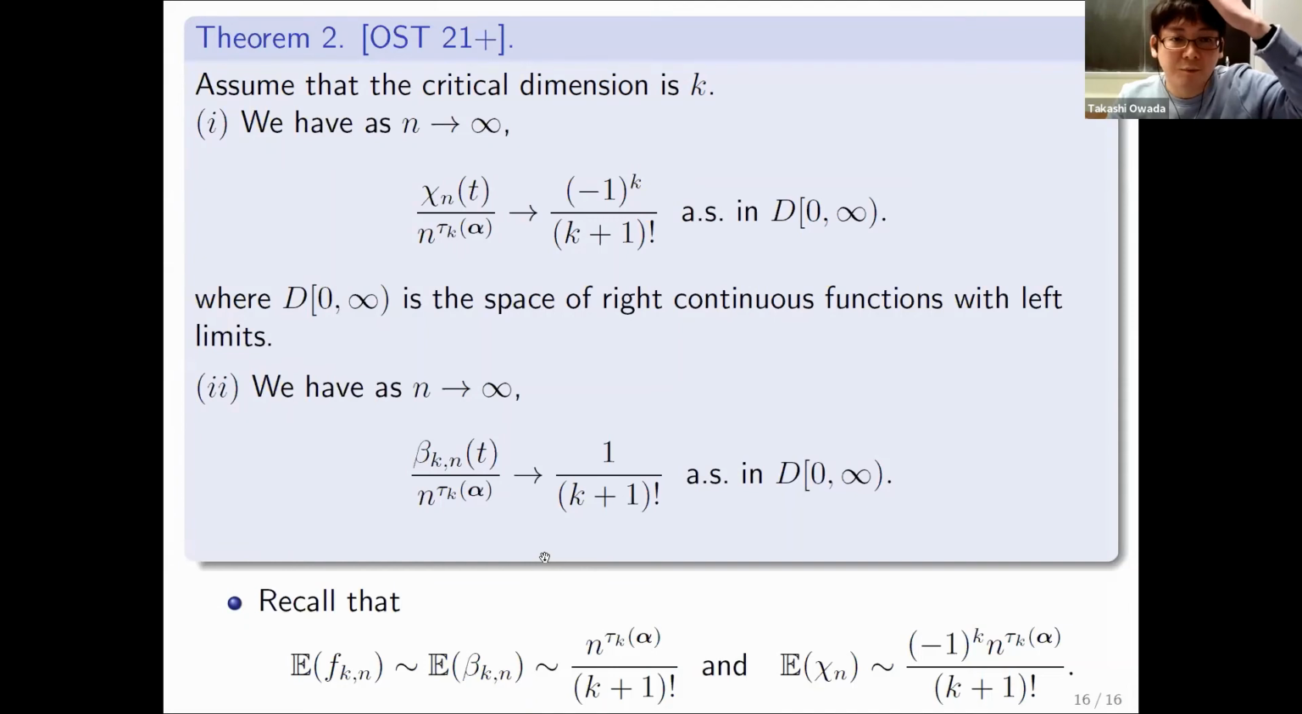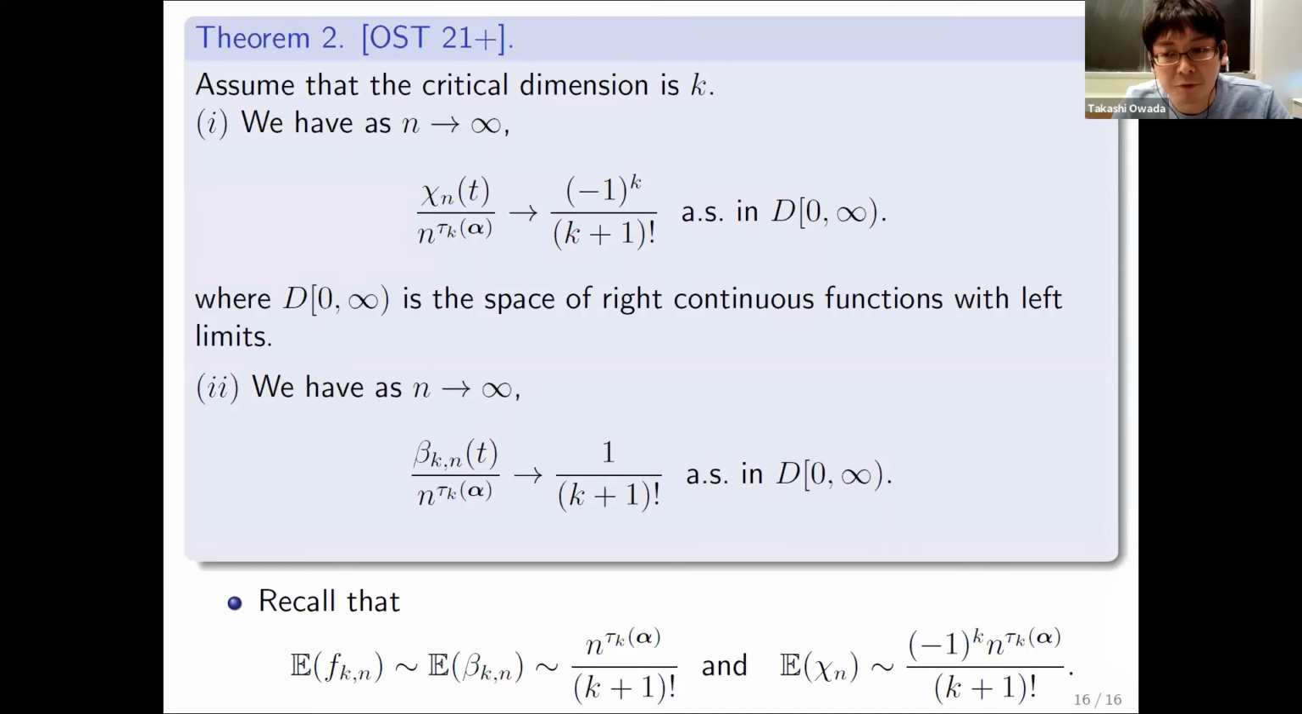So in addition to the central limit theorem, we also proved the law of large numbers. And this is actually the functional version of the law of large numbers. According to the last proposition, we can say that the k-phase counts, the Betti number of the critical dimension and the Euler characteristic all exhibit the same growth rate, n to the tau k of alpha. And using this sequence as a scalar, we can get a non-trivial limit as a strong law of large numbers. This one holds almost surely in the space D. And if you apply the same scalar to the Betti number, we can get this result in the space of right continuous functions with left limits.